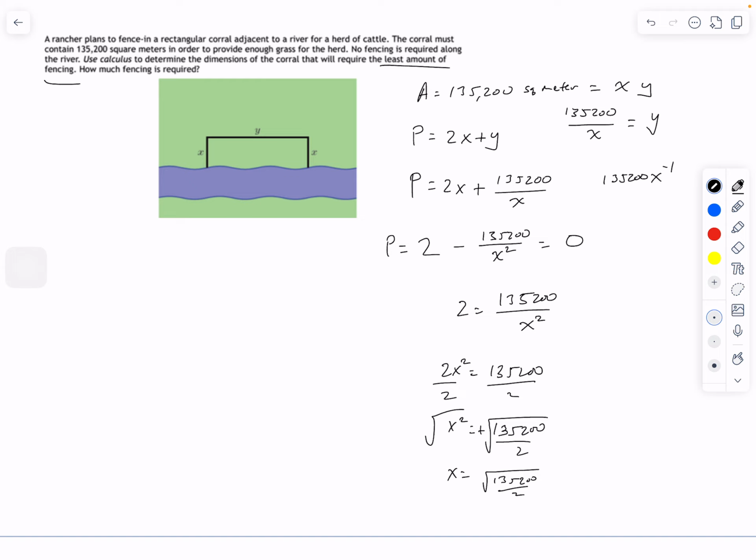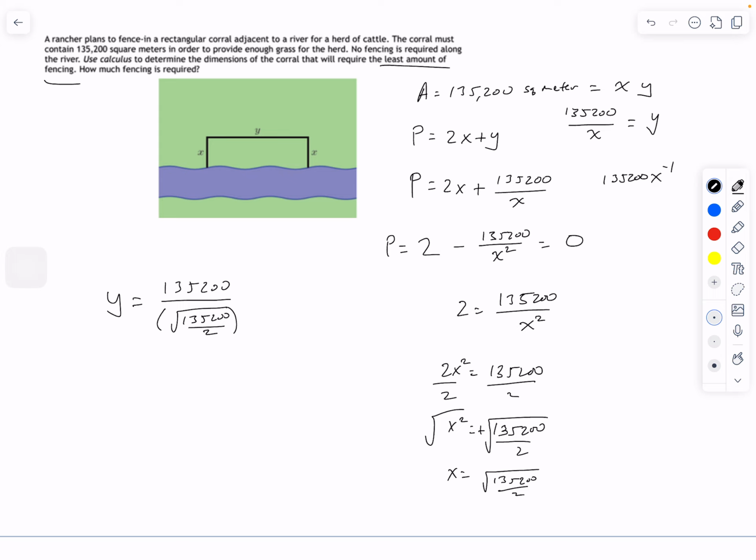So to determine the dimensions, we have x, so we have to find y. We have the equation for y right here. So y is equal to 135,200 over x, and x is going to be the square root of 135,200 over 2, and that'll be our y value.